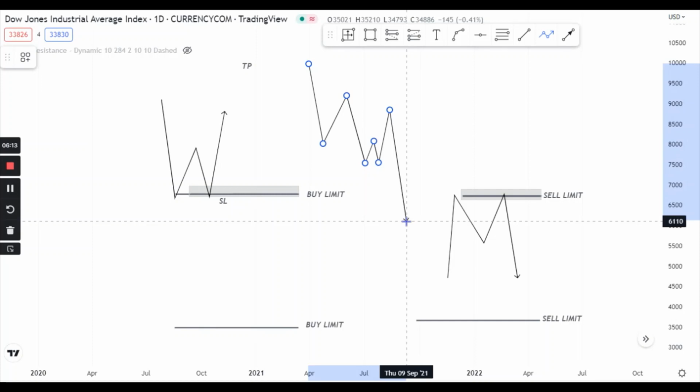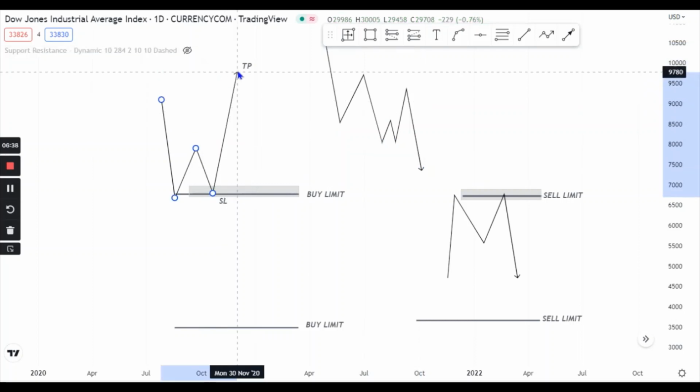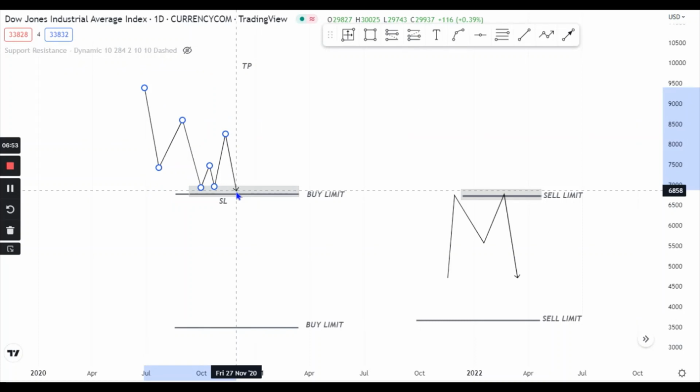Same scenario. I was hoping it would hit my support and then continue going up further and hit my take profit, right? But bam, what happened here was unexpected at that moment, because it was my first time trading, guys. You know the drill. And I used it in a bad manner. This wasn't supposed to be used like this. I wasn't even thinking at the moment. So this is what happened.